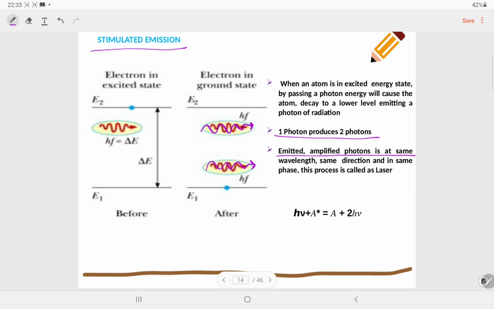This stimulated emission process is really important, and it is mainly responsible for producing the laser. In order to get the laser, stimulated emission should be the dominating process; unless that happens, we are not able to produce the laser. So we require this stimulated emission process very much. I hope you are clear about the three processes. Next things we'll understand in the next lecture.